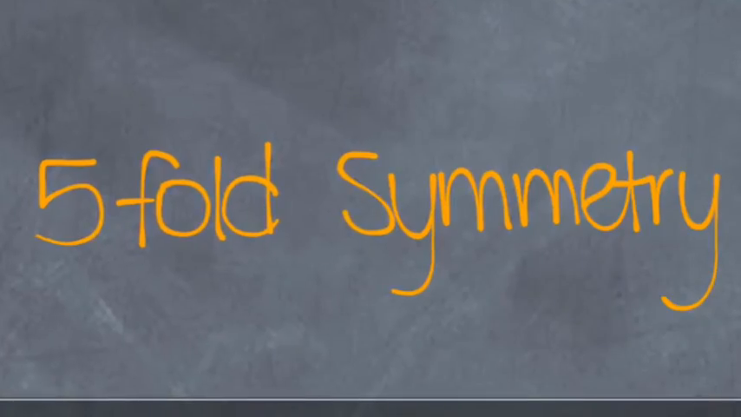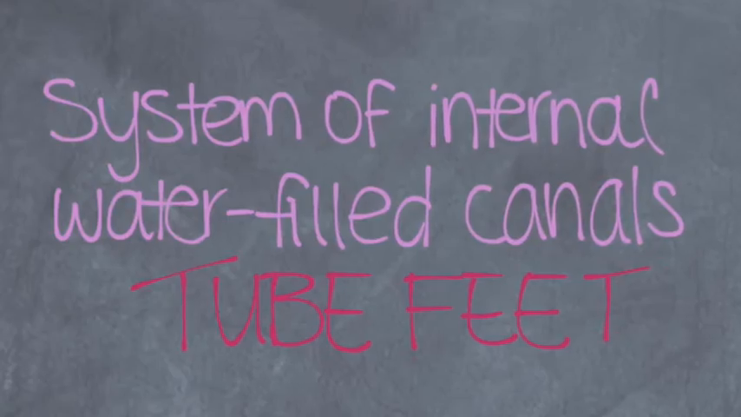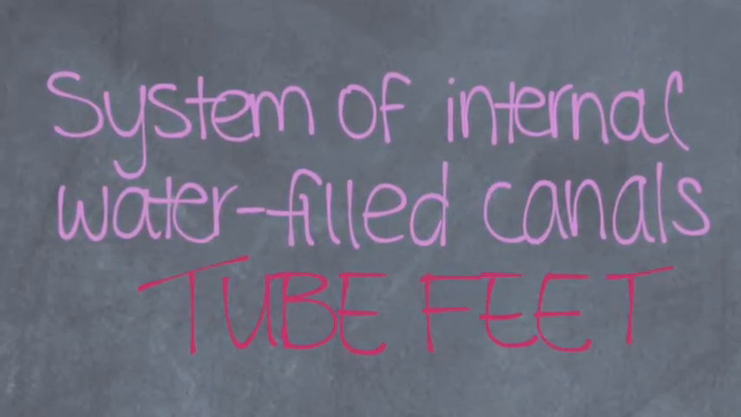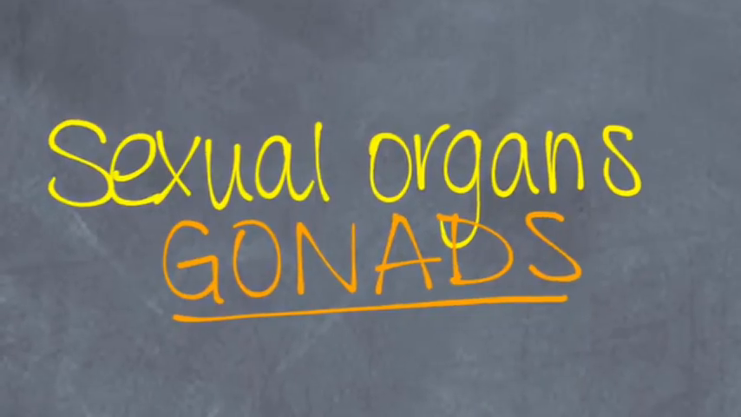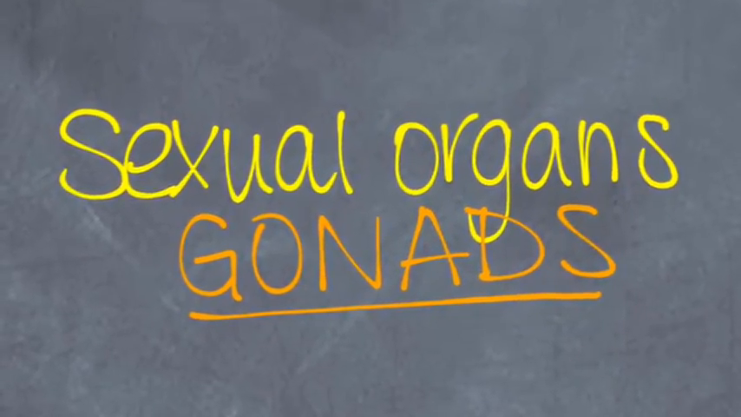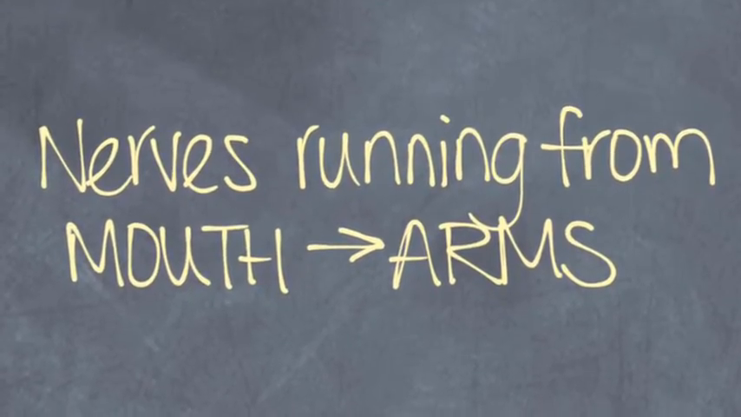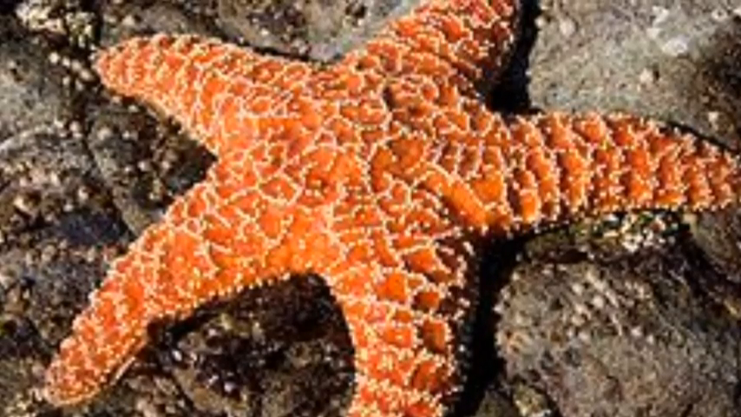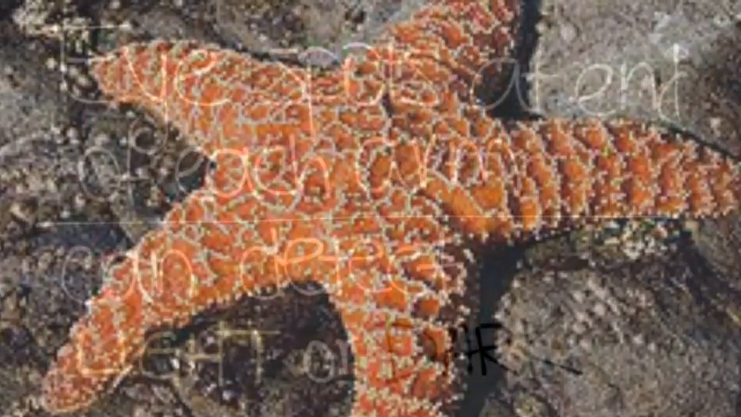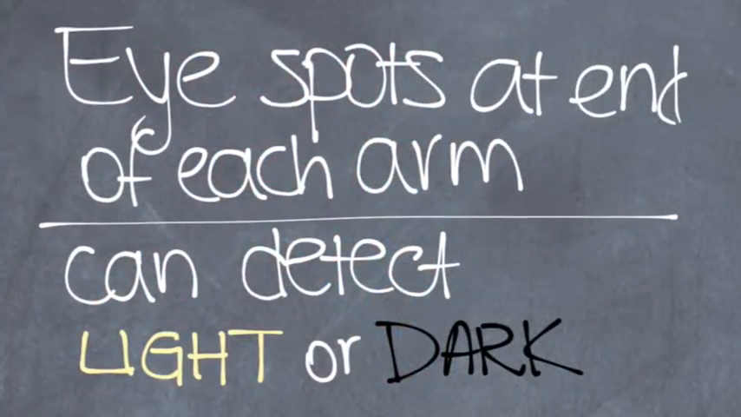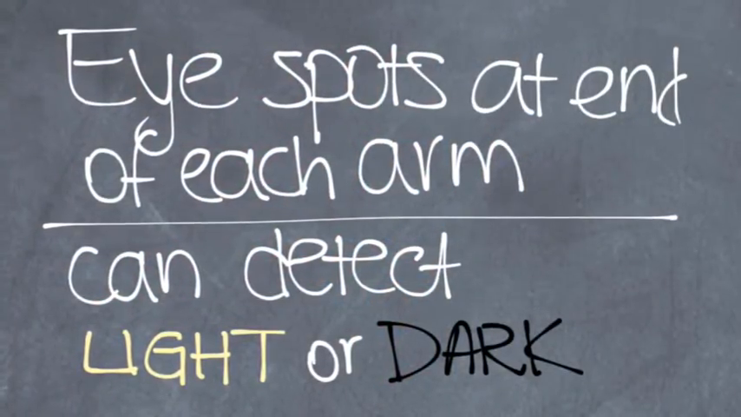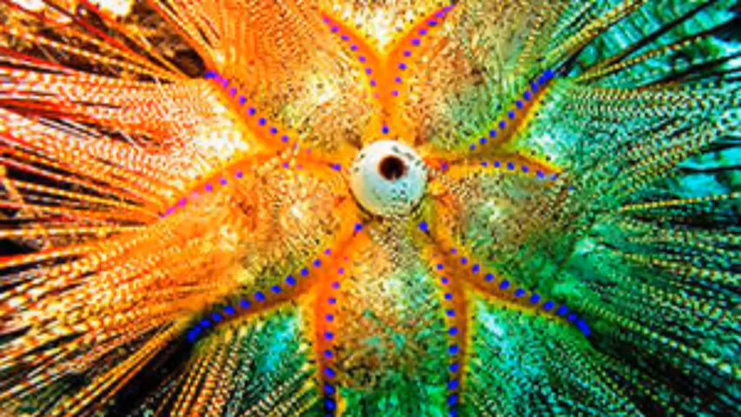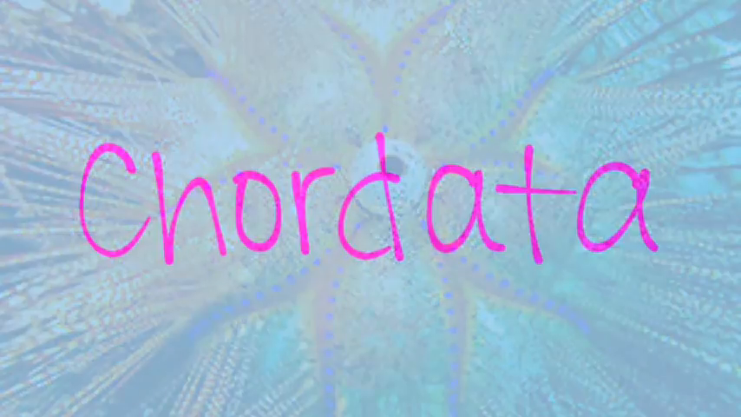Echinodermata has 5-fold symmetry. They have internal systems of water-filled canals called tube feet. Their sexual organs are called gonads. They have nerves running from their mouth to the arms. Sea stars are organisms in this phylum. All organisms have eye spots at the end of each arm that can detect light and dark. Sea urchins and sea cucumbers are in this phylum.